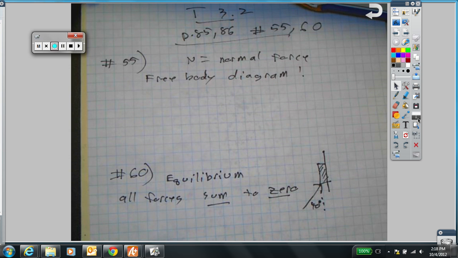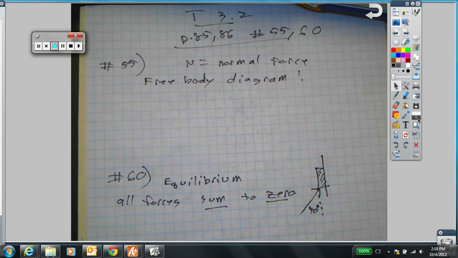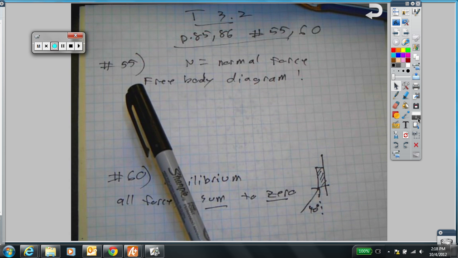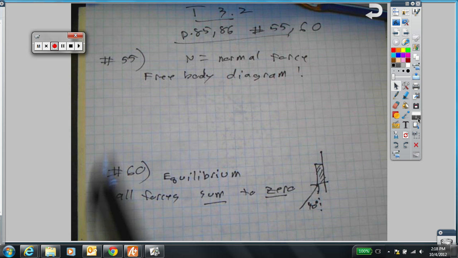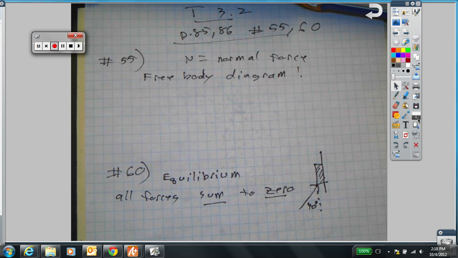Hey, AP Physics students, how about a few hints regarding T3.2? That's page 85 and 86, number 55 and 60. Just a tiny bit of hint for number 55 because it's not that difficult of a question. They're asking really for the normal force.